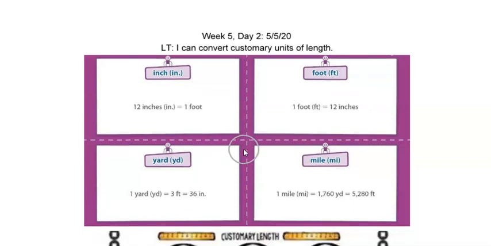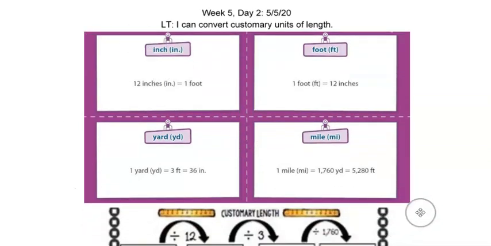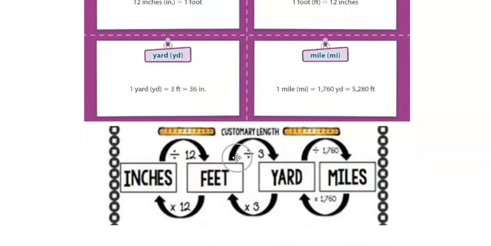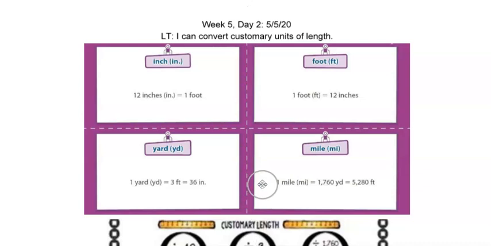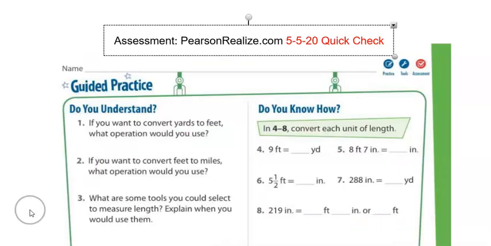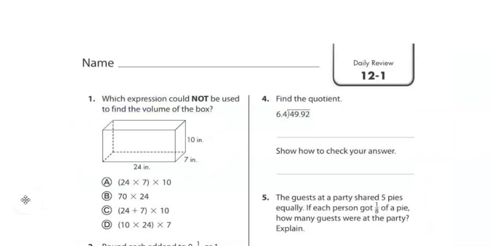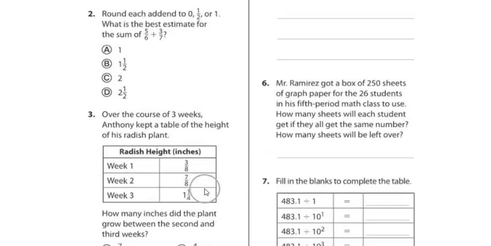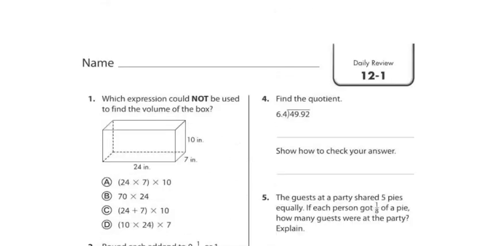So on page 10, you're going to notice that you have this set of vocabulary cards, and then you also have a conversion sheet in front of you as well. These pages are going to be very helpful for you today, especially page 11. And then you're also going to notice that instead of having that second page, I've included the daily review to give you a little bit of a mix-up and practice.